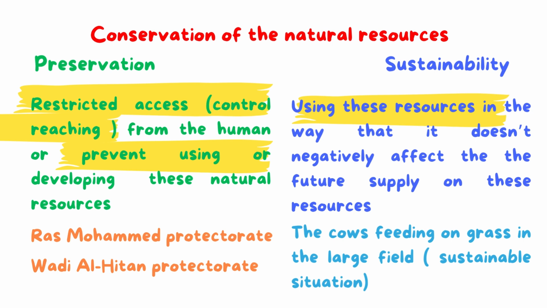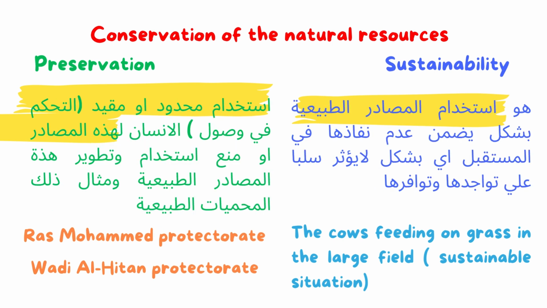Now we know the two ways of conservation of natural resources: preservation and sustainability. What is the meaning of preservation? Restricted access, controlled reaching. Don't forget these expressions. From humans, we can say prevent using or developing of these natural resources. We can't reach these natural resources. We can't use or develop them, as in the two protectorates, Ras Muhammad Protectorate and Wadi El Hitan Protectorate.